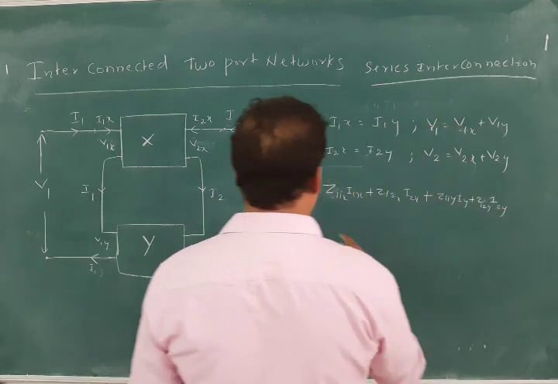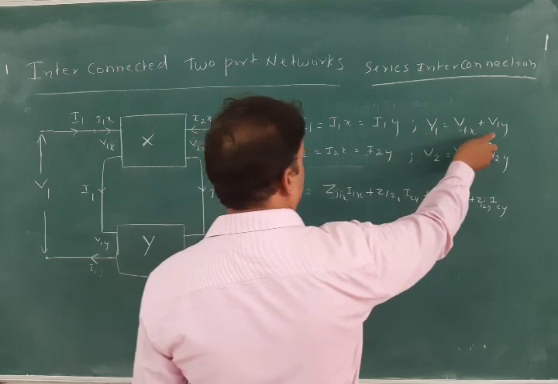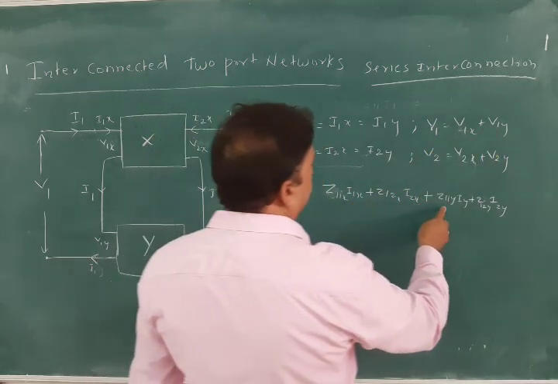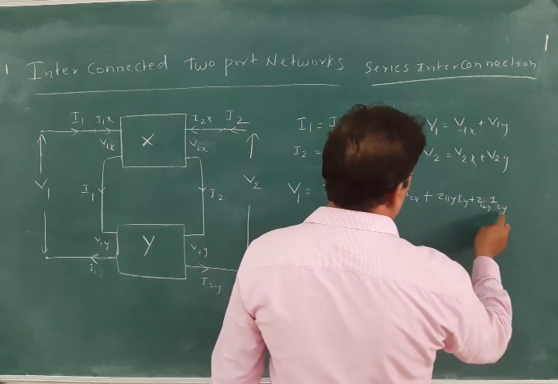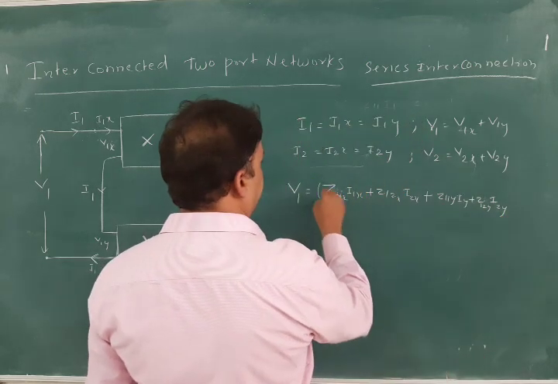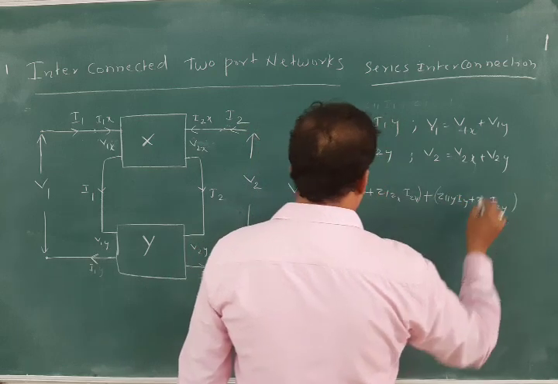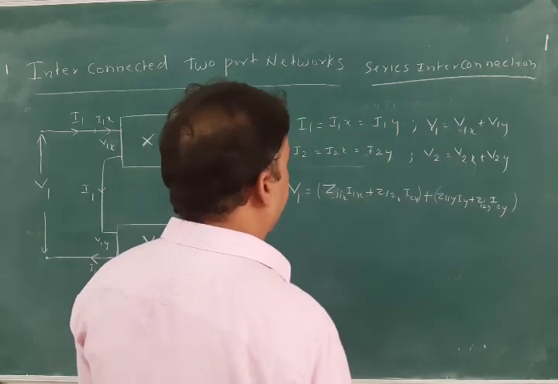If you see here, we have written V1. V1 is equal to V1 of x plus V1 of y, which is Z11x I1x plus Z12x into I2x plus Z11y I1y plus Z12y into I2y. So we will write these parameters like this. And this is about your V1.